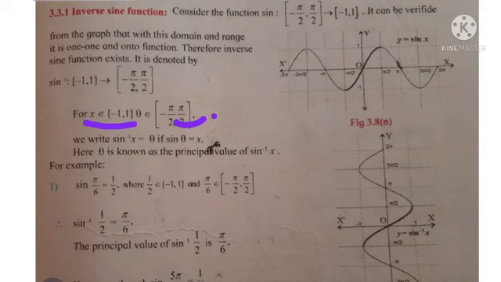So we write here sin inverse x is equal to theta, that is, if sin theta is equal to x. Here theta is known as the principal value of sin inverse x. Understand what the principal value of sin inverse x is? Theta lies from minus pi by 2 to pi by 2, corresponding to x from -1 to 1. Understand?